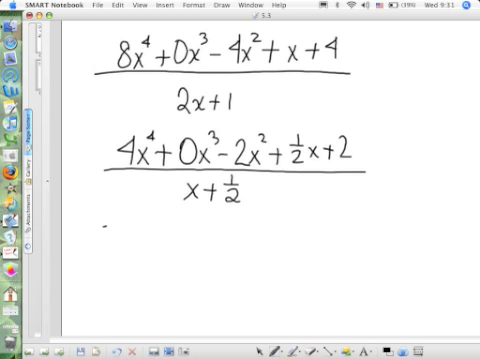Is anyone lost? Nick, you have a confused look on your face. Why do you divide the bottom? Because I'm trying to keep the fraction consistent and the same as what it was before, equivalent.